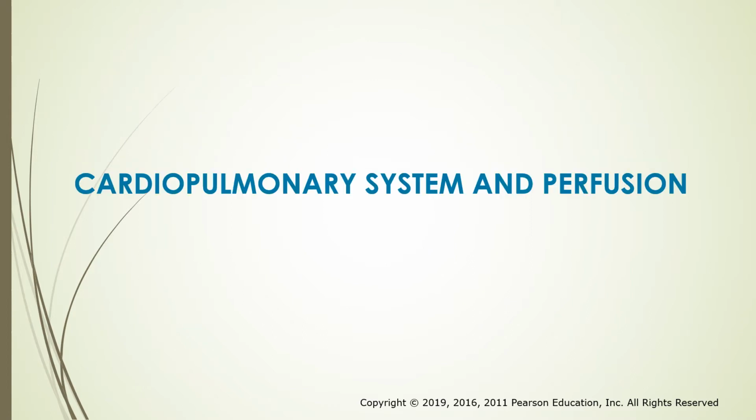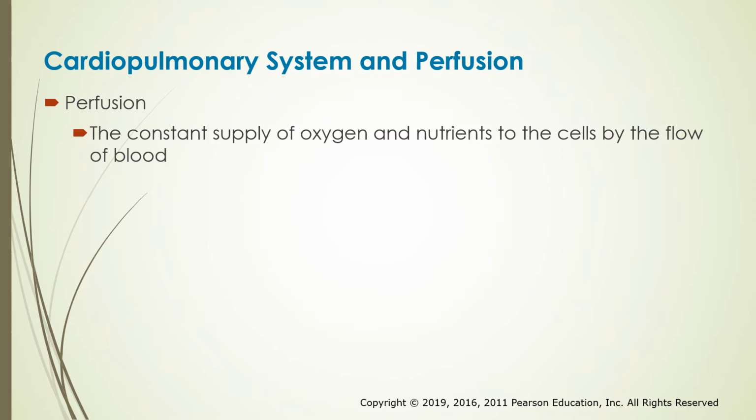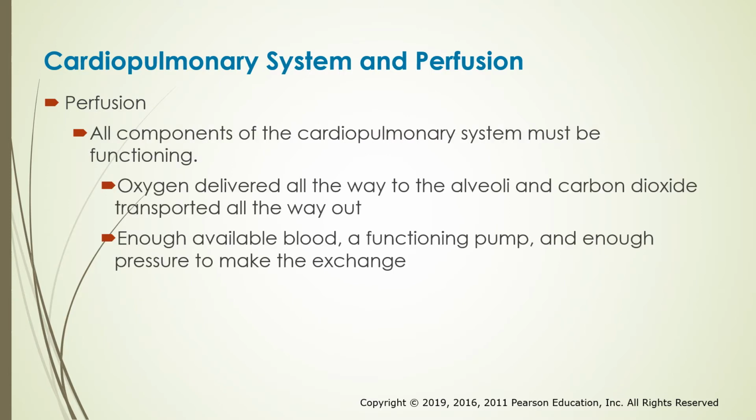Cardiopulmonary system and perfusion. So, cardio meaning heart, pulmon meaning lungs. So, that's referring to the lungs and the circulatory system. Perfusion, we mentioned in the last chapter, is the constant supply of oxygen and nutrients to the cells by blood flow. So all of the components of the cardiopulmonary system must be functioning. So oxygen is delivered all the way to the alveoli and the carbon dioxide transported all the way out. There has to be enough available blood, a functioning pump, our heart, and enough pressure to make the exchange happen.